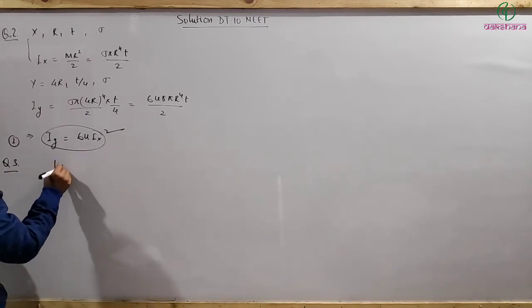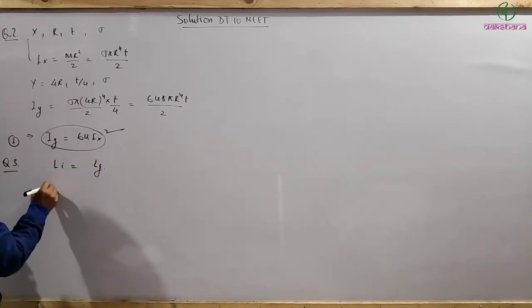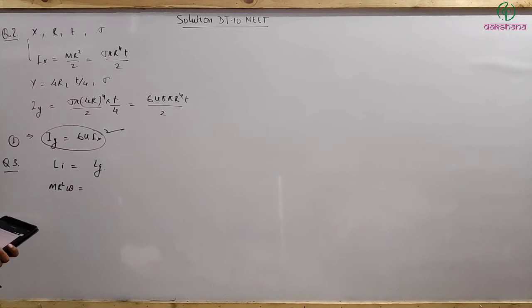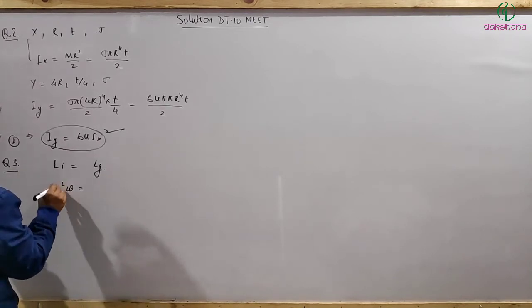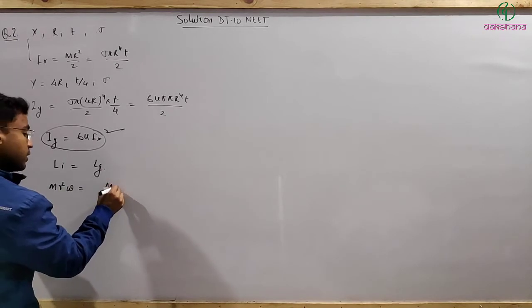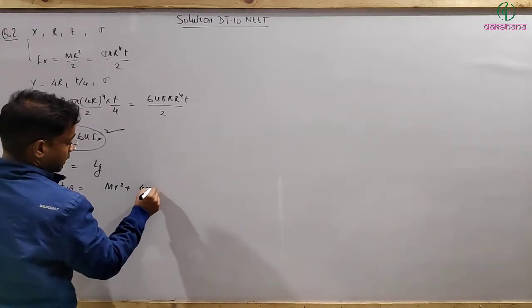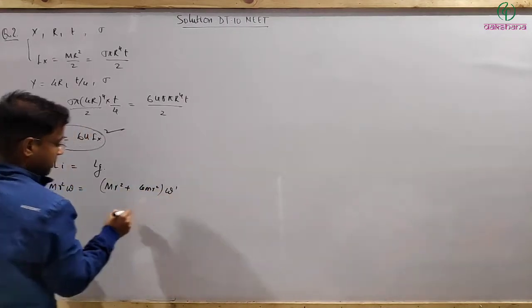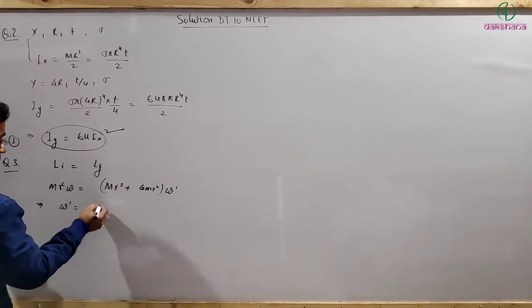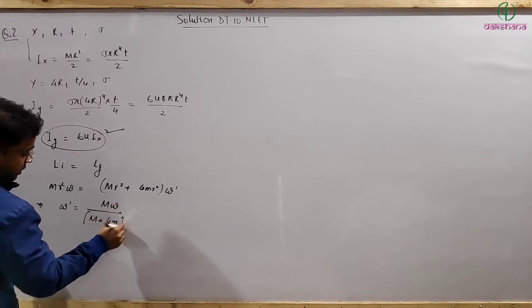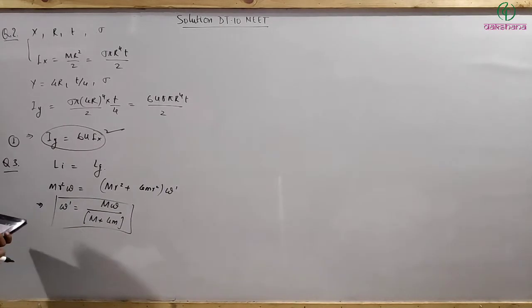So initially you can say L initial will be equal to L final, and this is m r square into omega, the initial angular momentum, because it is a thin circular ring of mass m and radius r. And finally this is m r square plus 4 particles placed at diameters. It will be 4 m r square into omega prime, and this implies omega prime is equal to capital M into omega divided by capital M plus 4 times small m, because r square will get cancelled out, and that matches with option number 1. So this is the answer to the problem. Next question number 4.